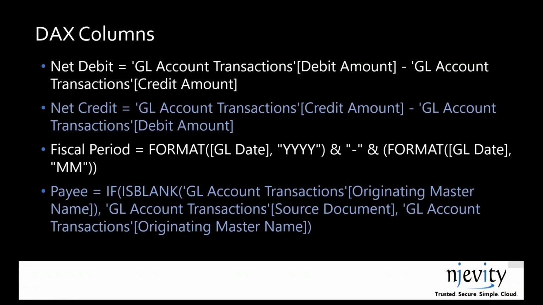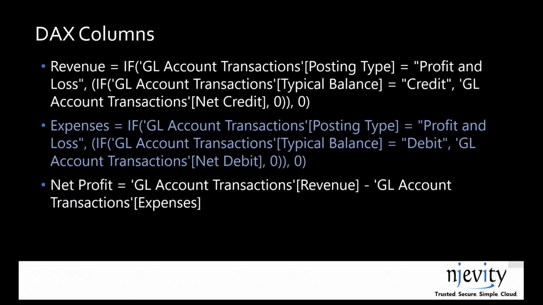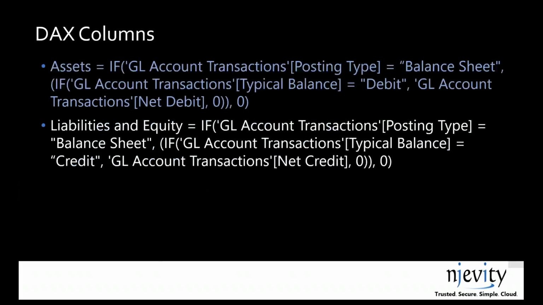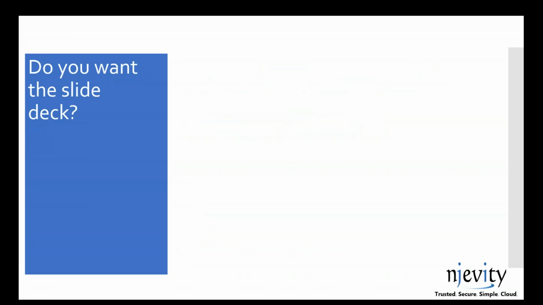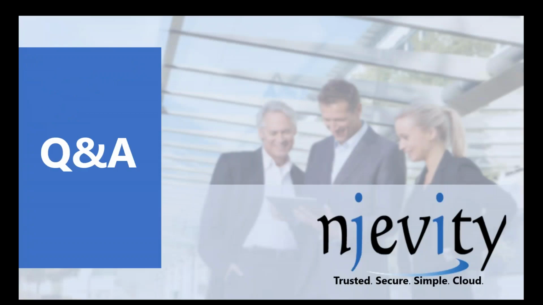And if you're on a calendar year, that works beautifully. That includes the payee field, the revenue, expense, net profit, assets, and liabilities. And then I've already asked you the question about the demo gift. And I've got the slide deck down below.